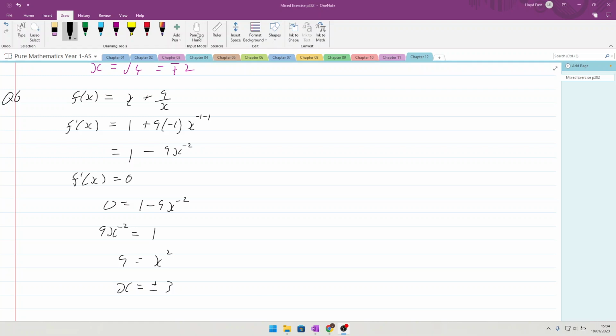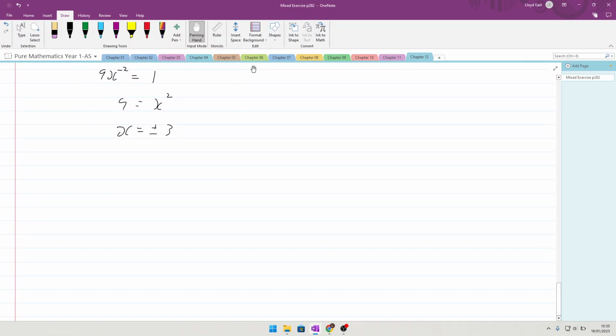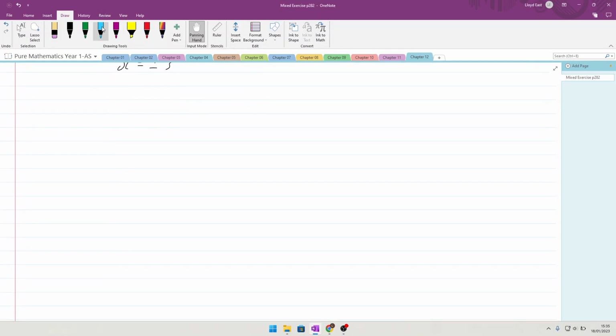Question 7, Chapter 12 of the Edexcel Pure 1 book. Question 7, Chapter 12. Given that y is equal to 3 times the square root of x minus 4 over the square root of x, and x is greater than 0, find dy by dx.